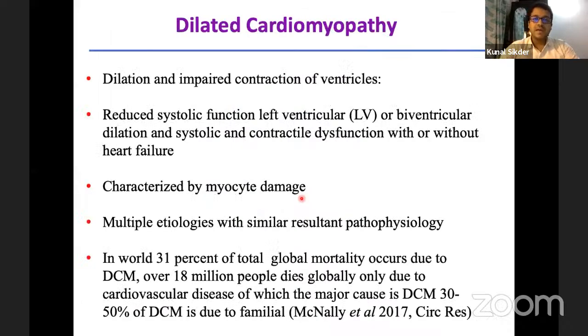So what is dilated cardiomyopathy? It is a dilation and impaired contraction of the ventricles, either the left ventricle or both ventricles. So how do we know if the ventricles are dilated, the chambers are large, and the muscles become narrow? There is a technique called echocardiography. I will show a couple of pictures in the next slide.